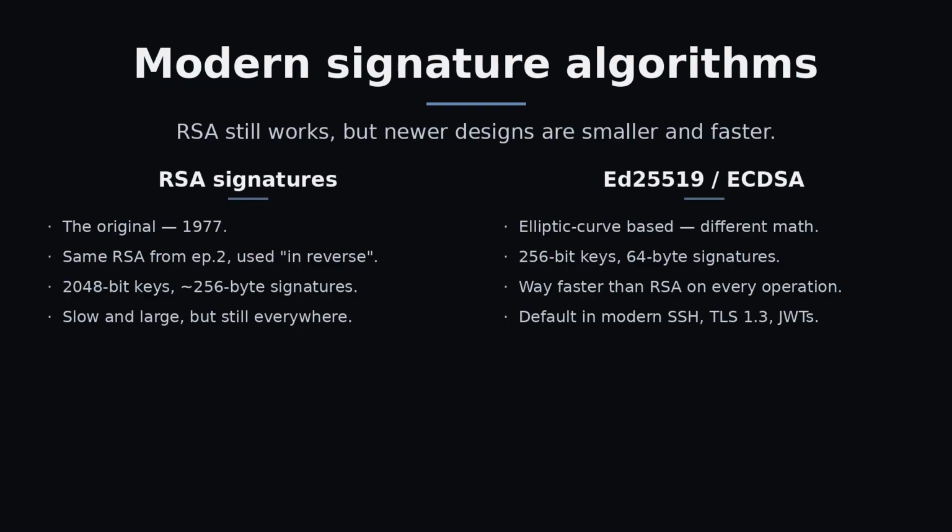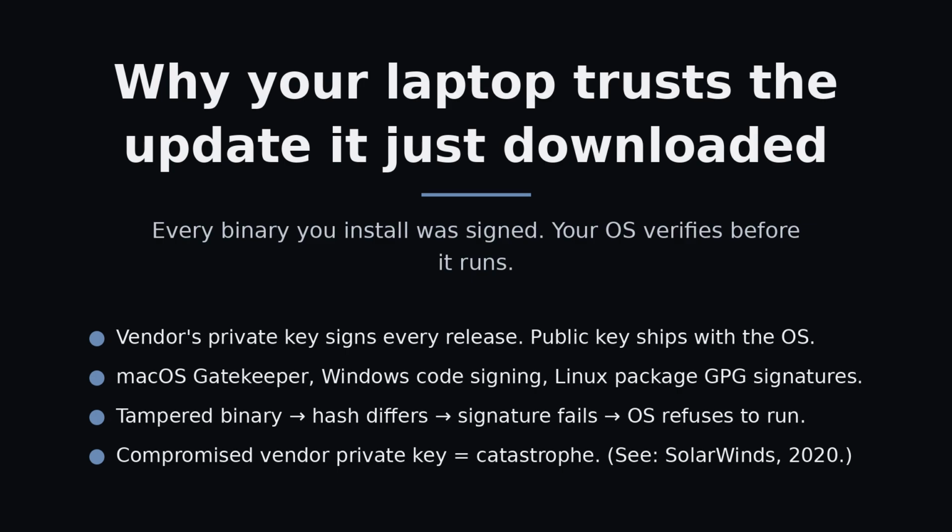New SSH keys, TLS 1.3, and modern JSON web tokens almost all use elliptic curve signatures now. The most consequential application of signatures is software signing. Every time your phone or laptop downloads an update, the binary is accompanied by a signature from the vendor's private key. Your operating system has the matching public key built in.